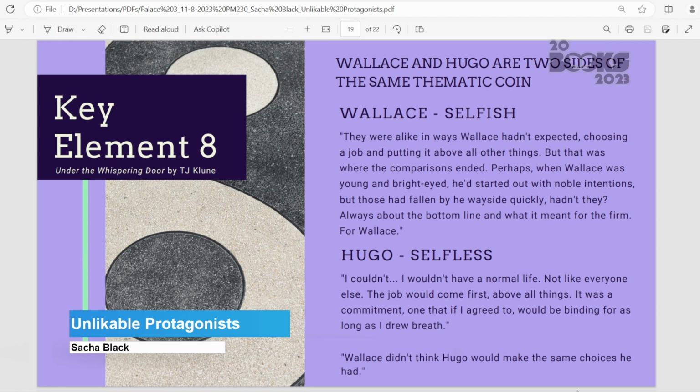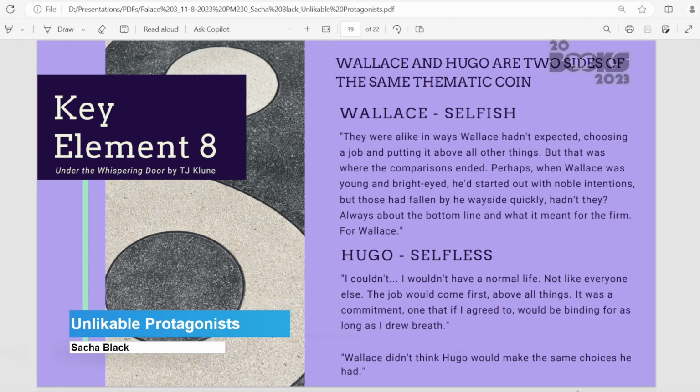"Perhaps when Wallace was young and bright-eyed, he'd started out with noble intentions." So it's using character opinion to shape the reader's opinion. "But those had fallen by the wayside quickly, hadn't they? Always about the bottom line and what it meant for the firm, for Wallace." Obviously this is from early in the book, before he's gone through that change. Hugo is the love interest in the story, and so he's the opposite side of the coin.